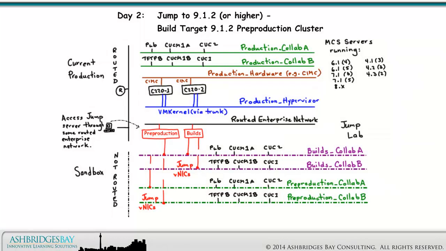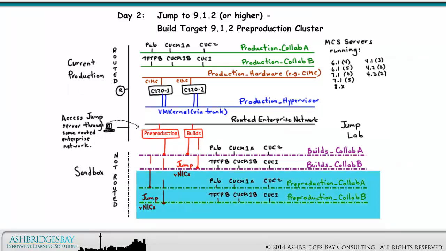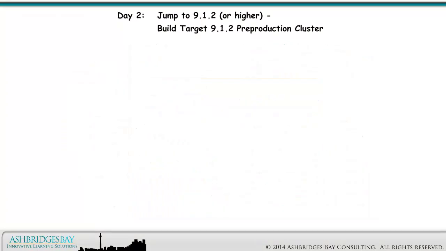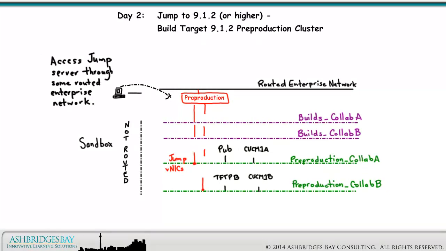This is an overview of the Jump Lab described in earlier drawings. This drawing looks at activities on the pre-production cluster VLANs. We'll access the pre-production cluster using the pre-production Jump server.